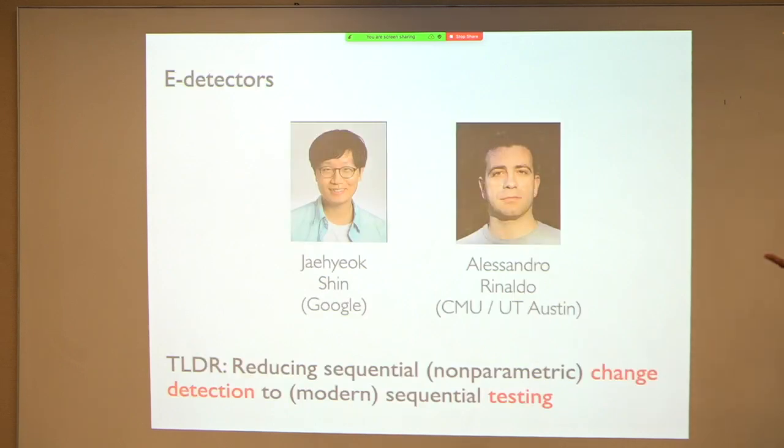This is joint work with Jaehyeok Shin, who was my PhD student and is now at Google, and Alessandro Rinaldo, who was at CMU but has now moved to UT Austin. And the TLDR is you can reduce sequential non-parametric change detection to modern sequential testing using E-processes.